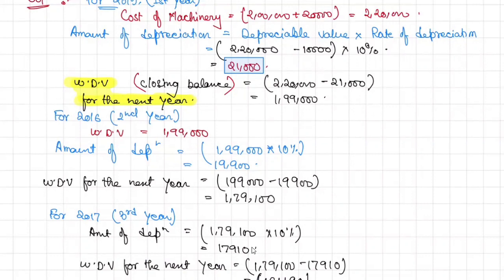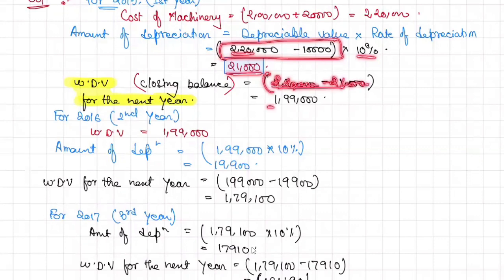Because it is 2,10,000. See, what actually is happening? We are reducing the scrap value to calculate the depreciable value, correct? So to 2,10,000. Now 2,10,000 into 10% is 21,000. Now from the cost, that is 2,20,000, we have to deduct this depreciable value. So it will come 199.